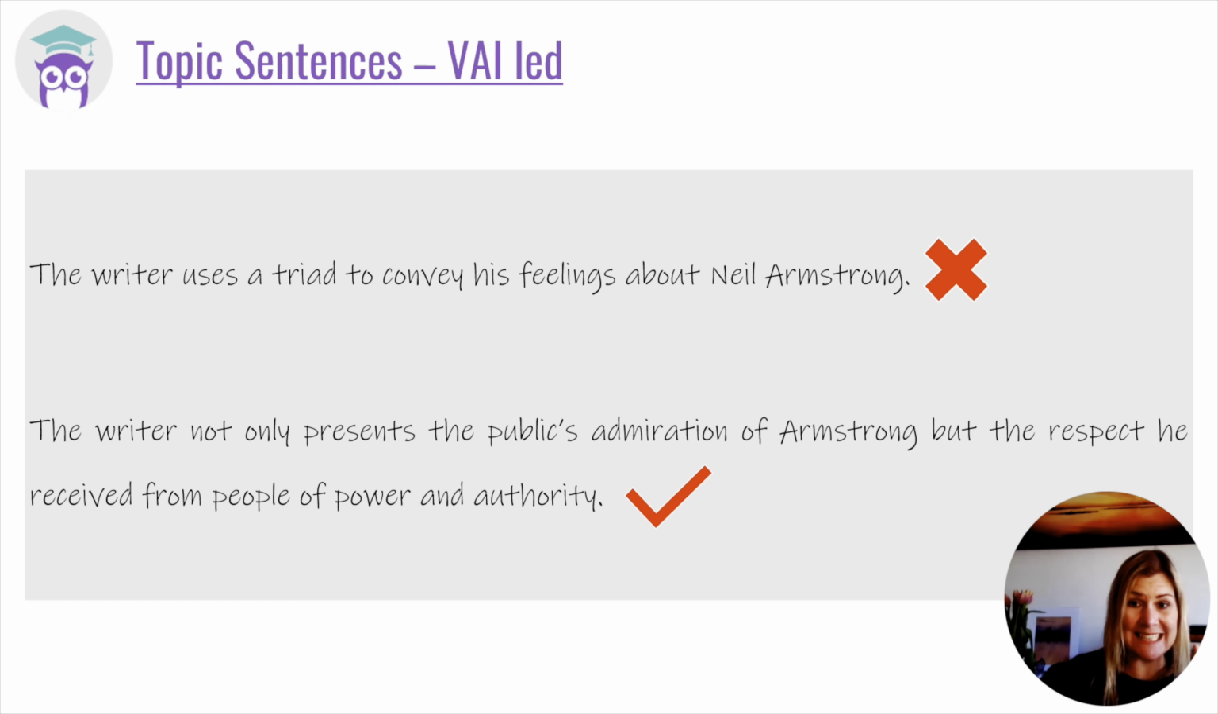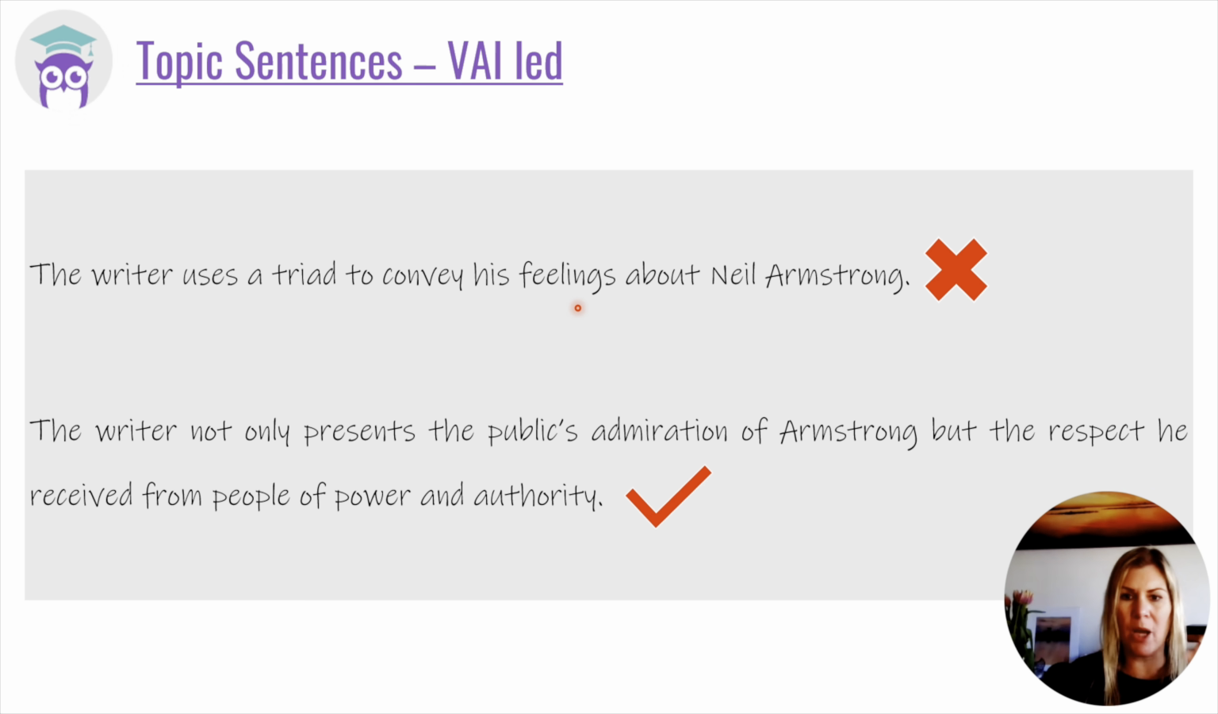I see so much of this. The writer uses a triad to convey his feelings about Neil Armstrong. Okay, and I get it because you're trying to use your critical terminology. I do understand that. But first off, if you start with "the writer uses a triad", then you're saying to your examiner, this whole paragraph is about a triad, which means that if there are other things going on in the quote, you're limiting yourself. You've also not said anything about what his feelings are about Neil Armstrong. So you're not actually hitting values, attitudes, and ideas. All you're saying is the writer has one. He has some feelings. You need to tell us what those feelings are.